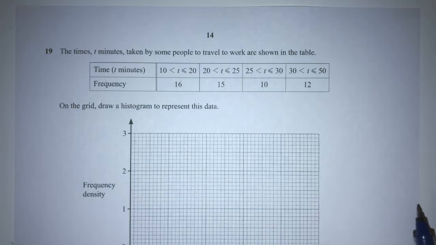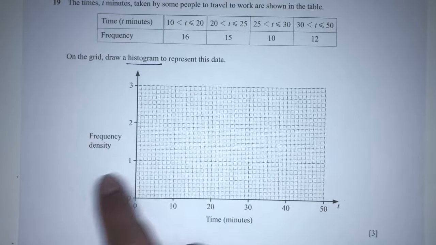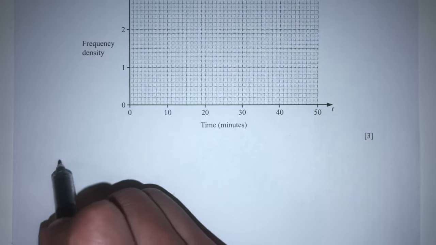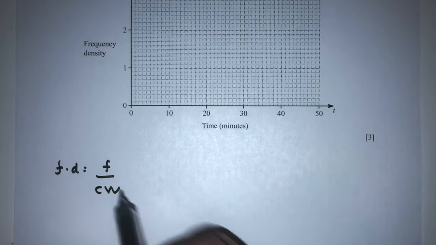So the times T minutes taken by some people to travel to work are shown in the table below. So we have to draw a histogram. As you can see here, we have to find the frequency density. So what is the formula for that? You have to know. So frequency density is equal to frequency over class width.